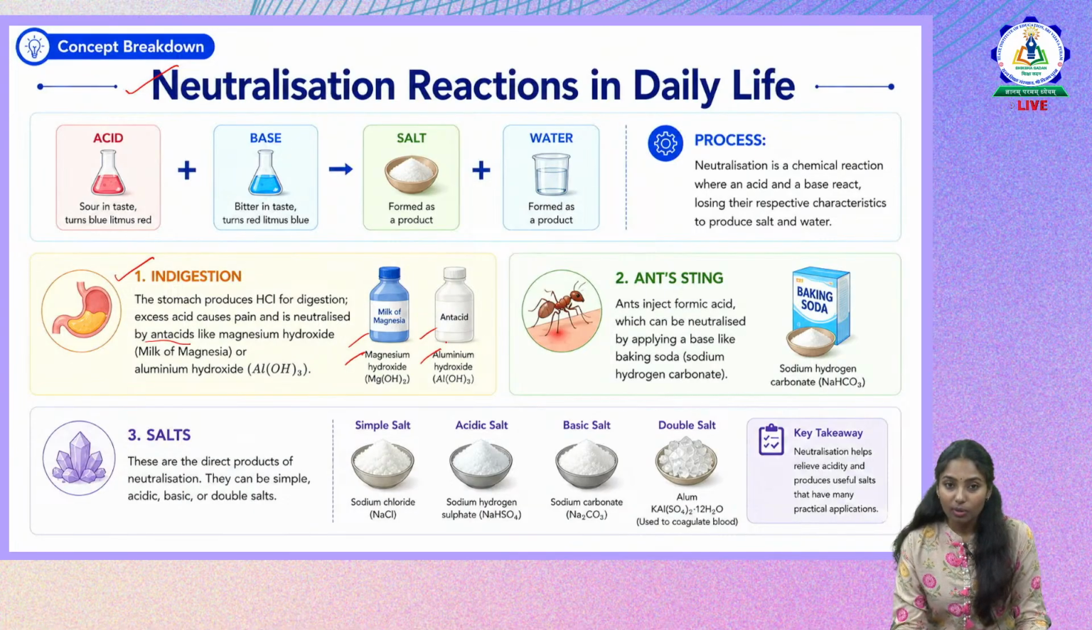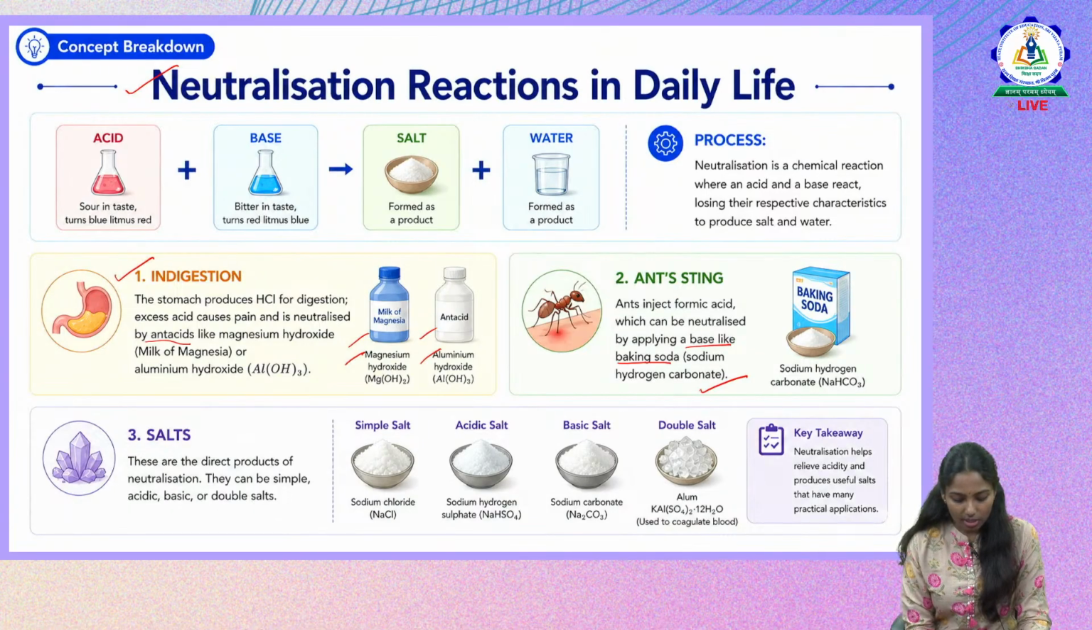Then there is one more question regarding ant sting. When ants bite, they inject formic acid. This can be neutralized by applying a base like baking soda, which is nothing but sodium hydrogen carbonate. So you can remember these real life applications a little bit.